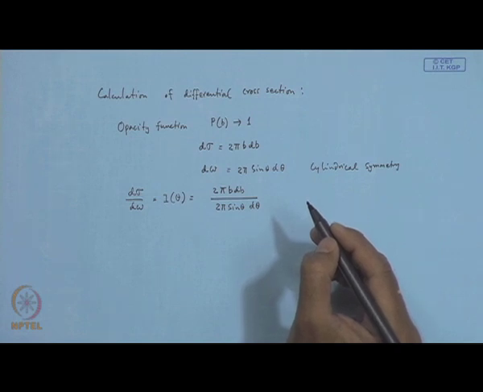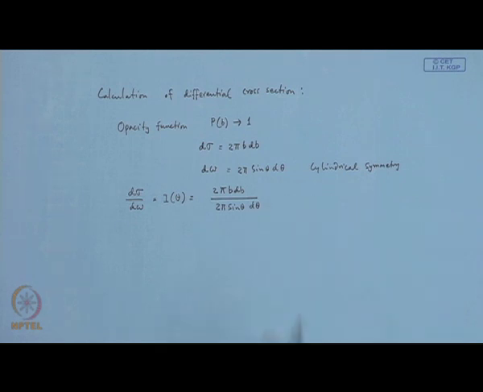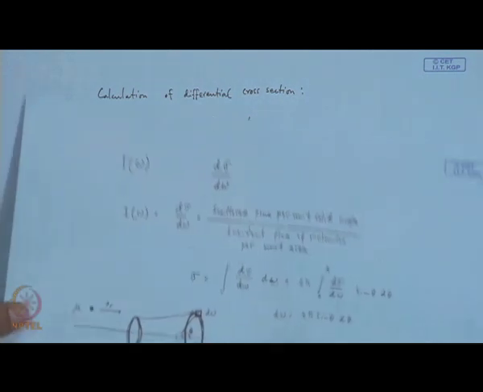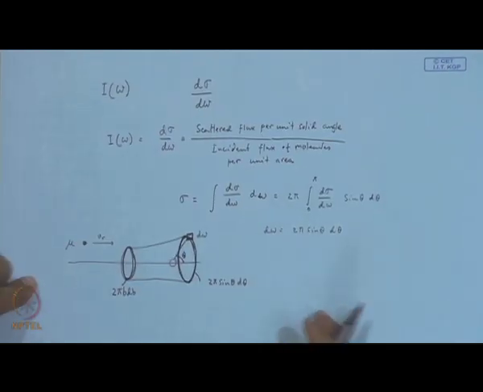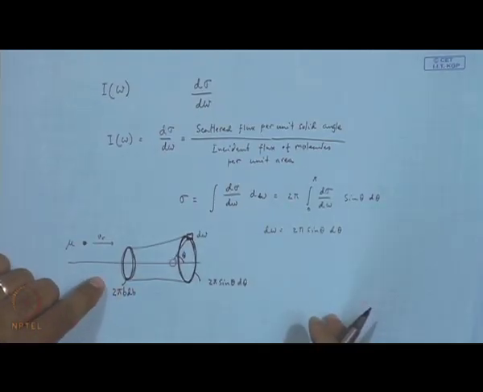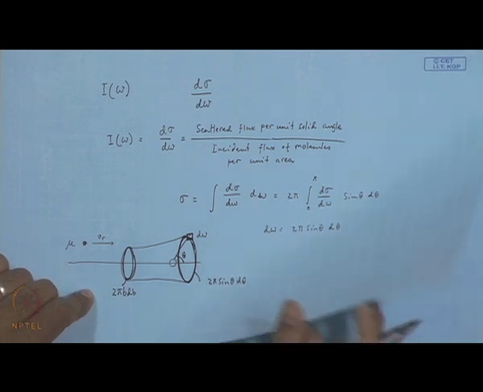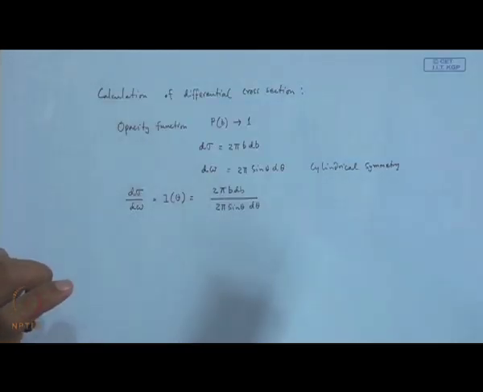Twice pi sin theta d theta. So just recall this previous diagram. You should be able to look into this diagram, and you should be able to get some idea.